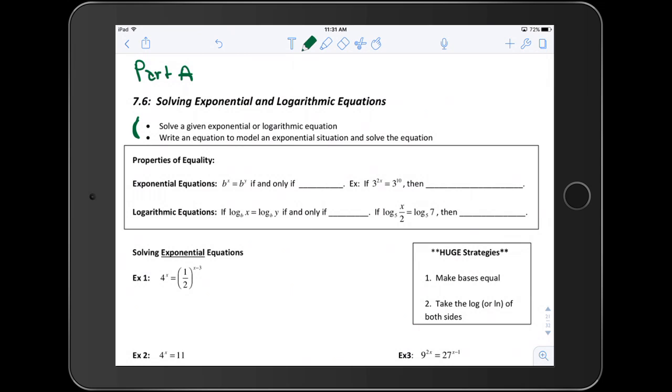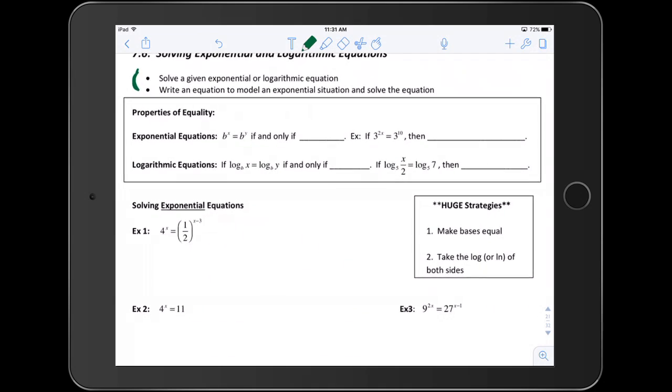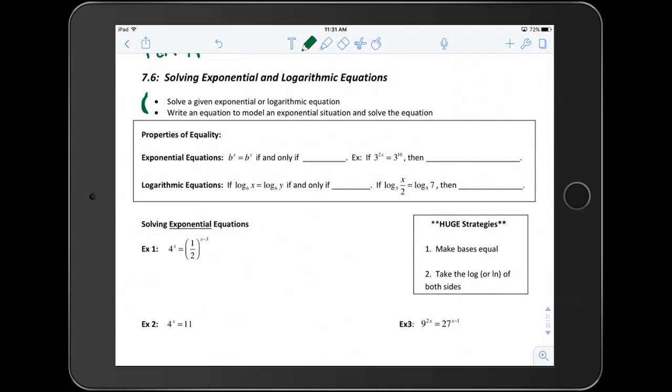So before I get into the strategies of solving, and you really do know most everything when it comes to logarithms, there is this one thing called properties of equality, which is really, really powerful with exponential and logarithmic equations, that I wanted to show you. Over here it says exponential equations. You have b to the x equals b to the y, if and only if x equals y. If you have b to the x equals b to the y, and they have the same base b, then you can just say, hey, x is going to equal y.